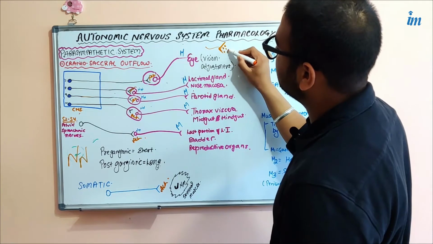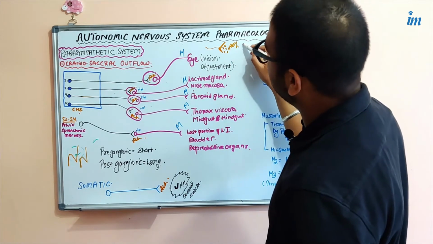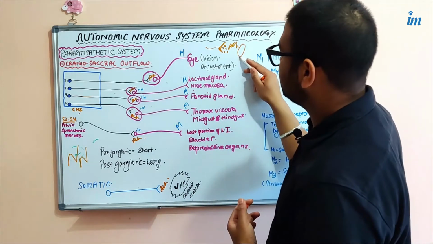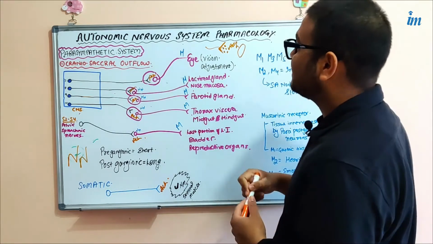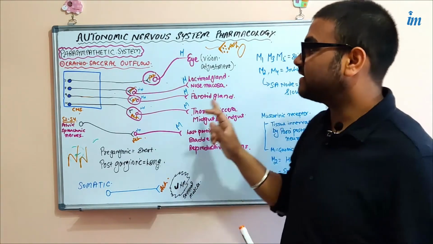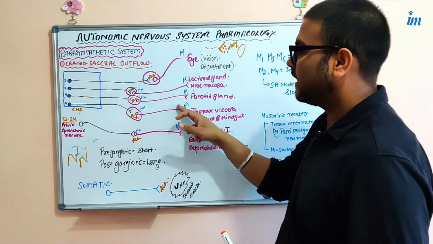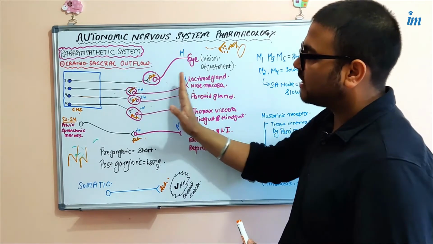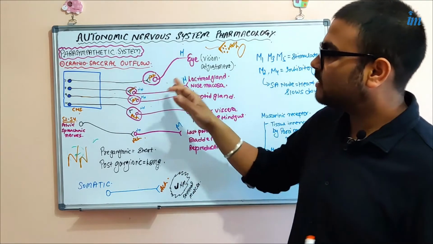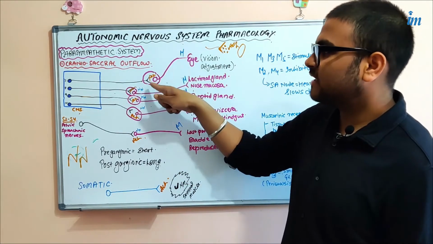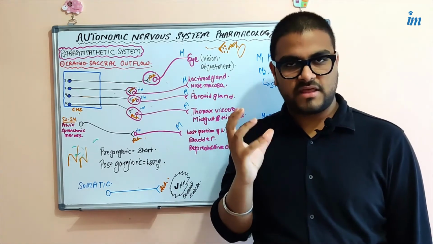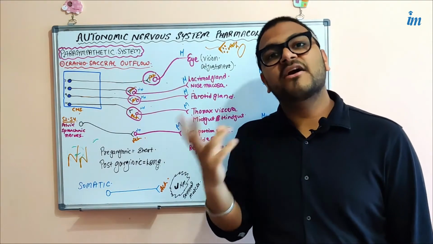It is also secreting acetylcholine on the receptors present on the effector organ. These receptors are called muscarinic receptors, which I have denoted by M. Various postganglionic neurons are innervating various organs. For example, the postganglionic neuron from this ganglion innervates mainly the eye and the structures of the eye, for example, the lacrimal gland.